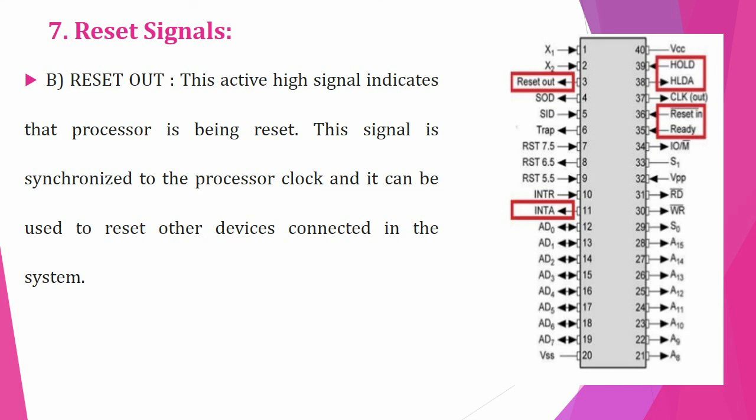The second reset signal is reset out. This signal indicates that the processor is being reset. The signal can be used to reset other devices.